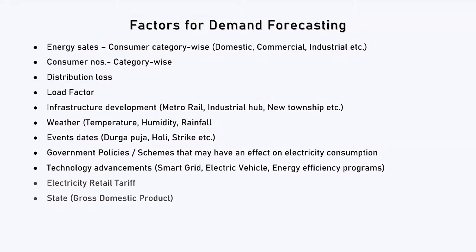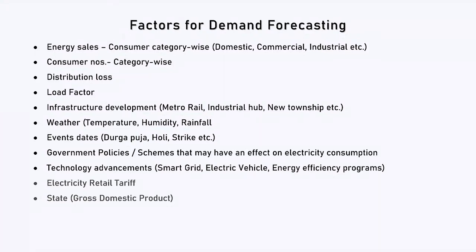Load factor is another component. Load factor is the ratio of average demand to peak demand. Whether there is any change over the years, whether there is any change during months, we need to check with that. Then other things like infrastructure, whether there is any new infrastructure development in the particular area, metro rail or industrial hub or new township, these affect the demand forecasting.